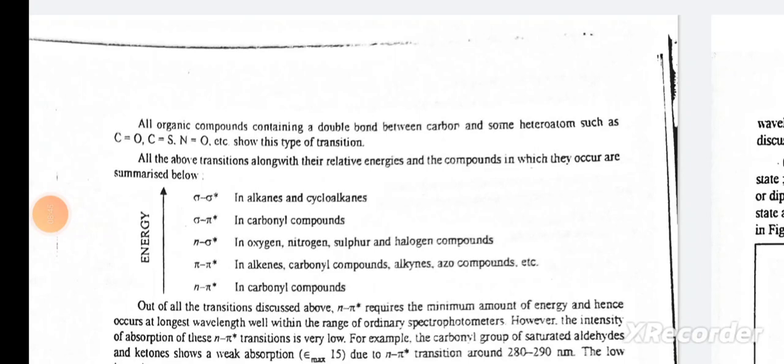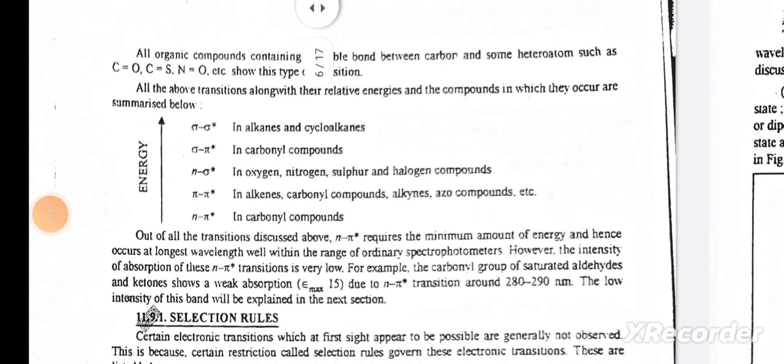Pi to pi star in alkenes and cycloalkanes, sigma to pi star in carbonyl compounds, and sigma to sigma star in oxygen, nitrogen, sulfur, and halogen compounds. Pi to pi star in alkenes, carbonyl compounds, alkynes, azo compounds, and n to pi star in carbonyl compounds.